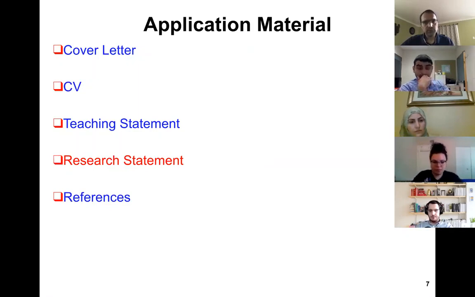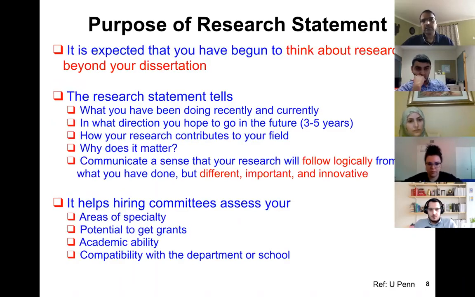We talked about the CV, and today we'll talk about the research statement. Hopefully next time we'll talk about the teaching statement, and then the time after that we'll go for a cover letter. So let's get going with the research statement.